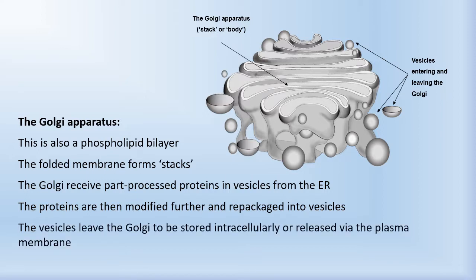Because vesicles are just pockets formed of phospholipid bilayer, they can be formed from other membranes or fuse with other membranes. Fusing with the outer plasma membrane of the cell results in exocytosis of the contents of the vesicle into the extracellular environment, outside the cell. So the vesicles leave the Golgi, and they can either be stored intracellularly with their proteins or released via the plasma membrane.